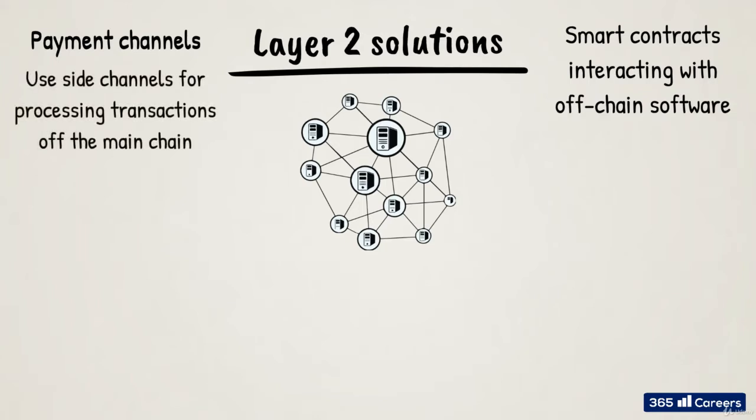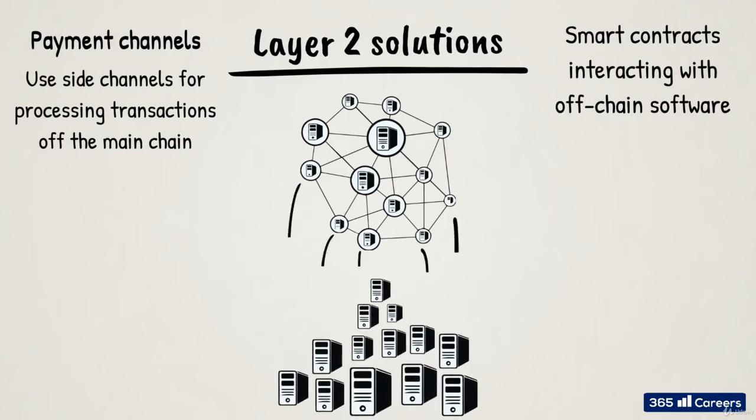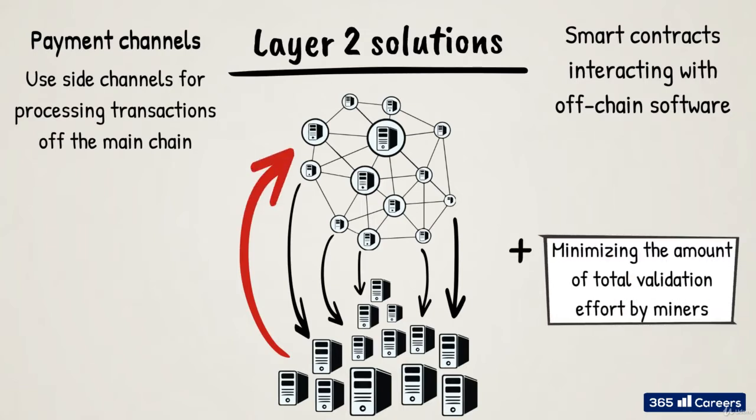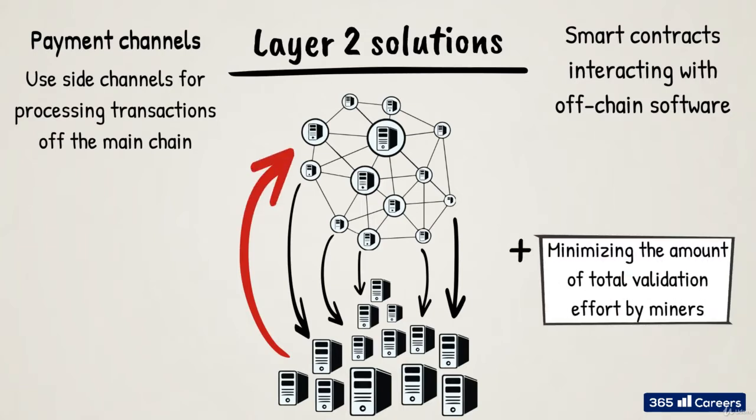The idea here is to use side channels or chains for processing transactions off the main chain. Once transactions on the side chain are processed and the state of the channel is finalized, it is written back on the main blockchain. In this way, a lot of the transaction processing load is outsourced to a faster side chain, thus minimizing the amount of total validation effort by miners.